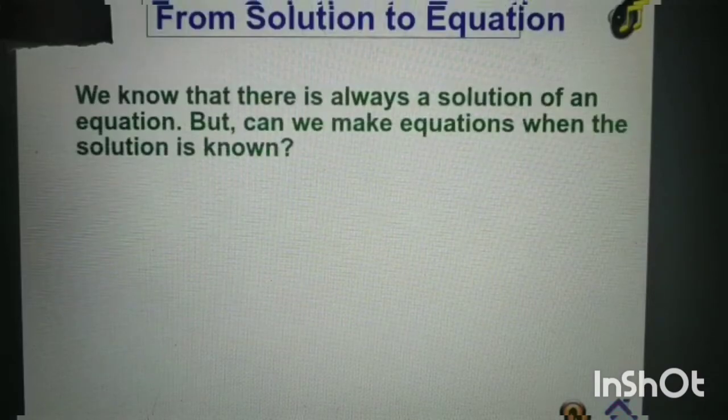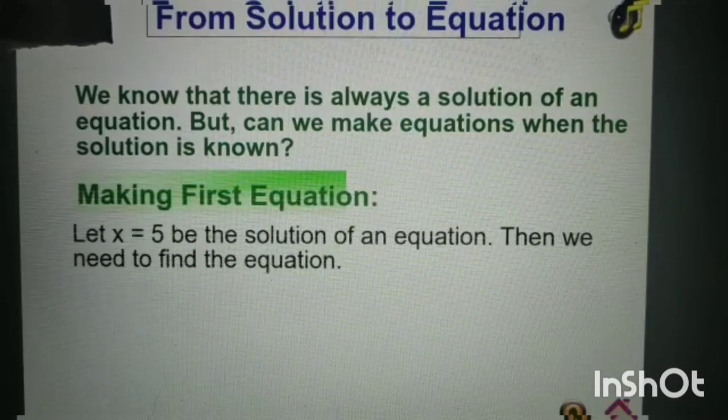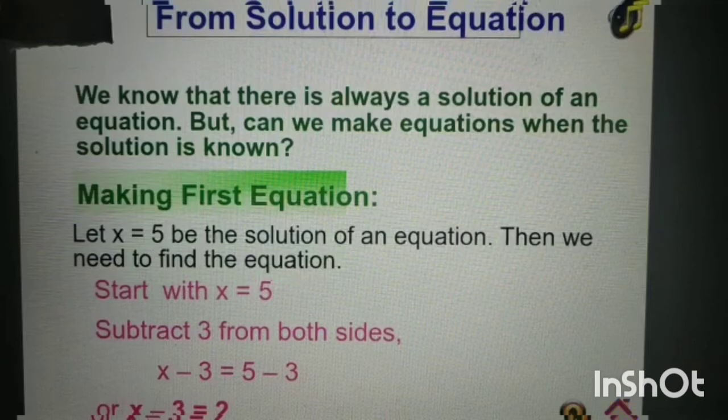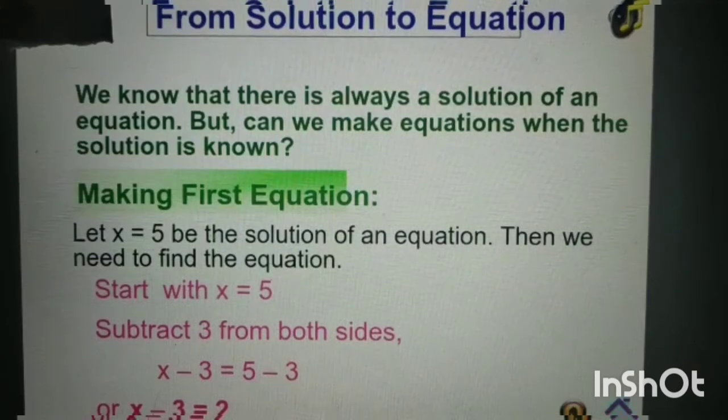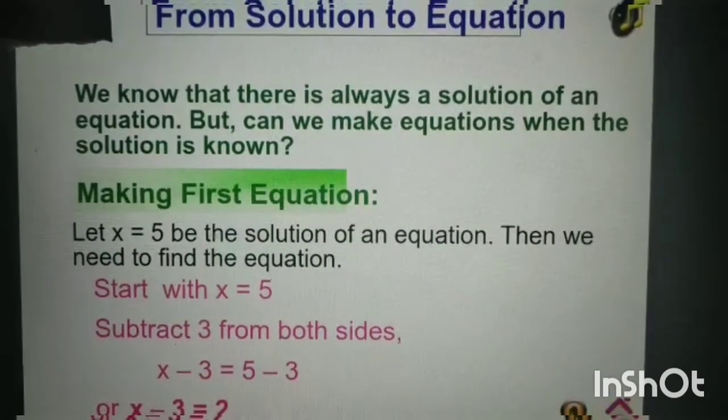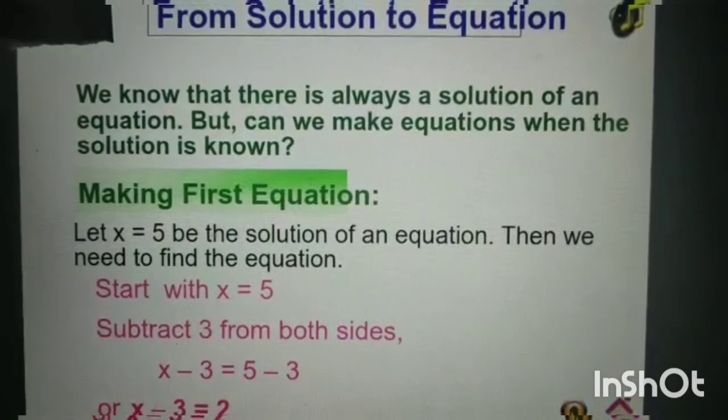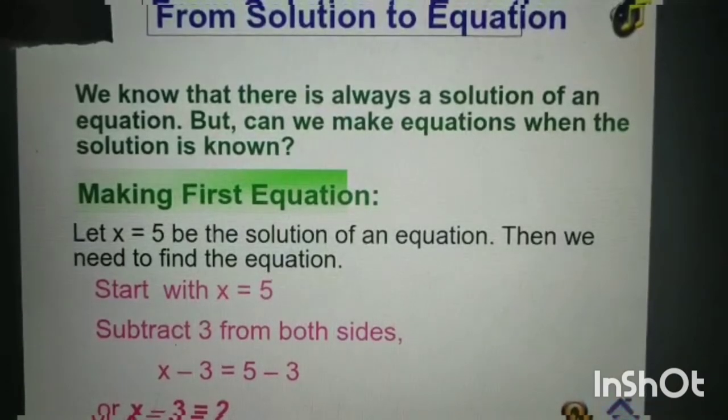We know that there is always a solution of an equation. But can we make equations when the solution is known? Let us explore it. Let x is equal to 5 be the solution of an equation. Then we need to find the equation. We start with x is equal to 5 and subtract 3 from both sides and get x minus 3 is equal to 2, which is the equation whose solution is x is equal to 5.